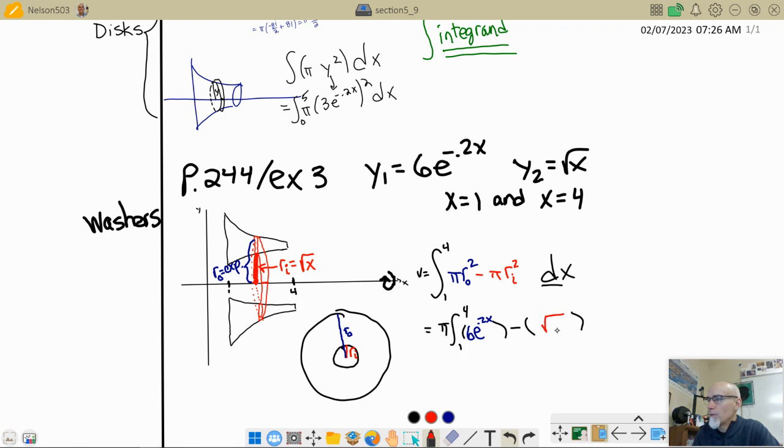Ooh, I forgot something very important here. These are both squared, right? So squared and squared. Now, why are they squared? Because we're doing pi r squared minus pi r squared. So the outer circle minus the inner circle. All right. And then we're going to have dx on the end.